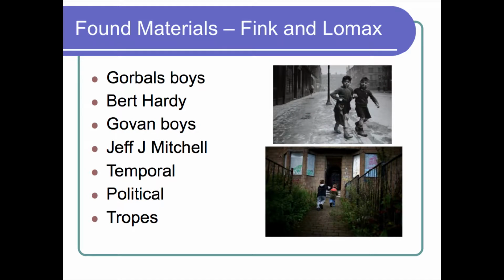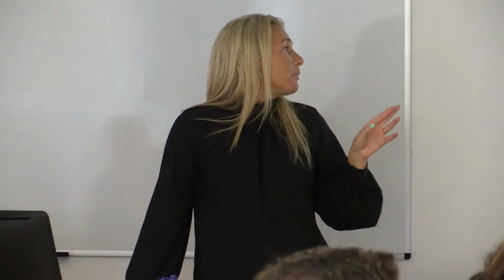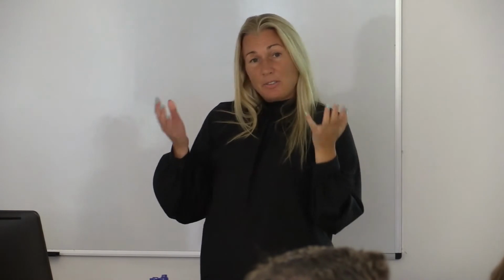The other images she looks at are Jeff J. Mitchell's images of the Govan boys, and they're interesting because they've been used so many times. So it comes from a series of images, but that image has been used, I think, probably about 7,000 times by now in different print articles. What's really interesting about that image is it's used to tell two different political stories.